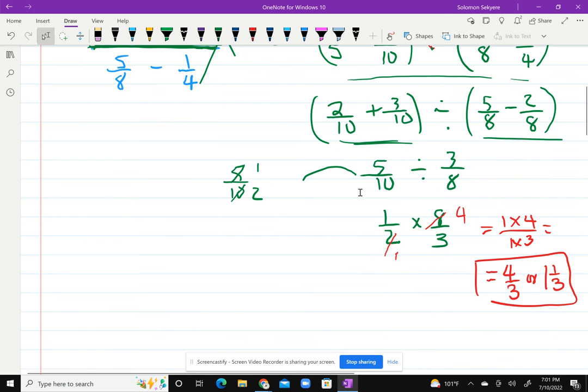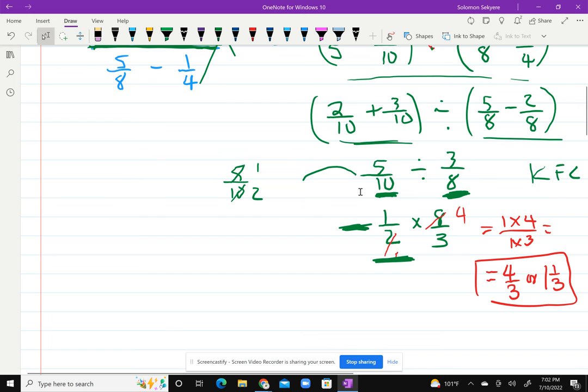Okay. And then this 5/10 we can simplify. 5/10 we can divide by 5 and we get 1 over 2. So 5/10 is the same as 1 over 2. So what do we do? Keep KFC. Keep this one right here. Keep the half, right? Flip this one over and then change the division to multiplication.